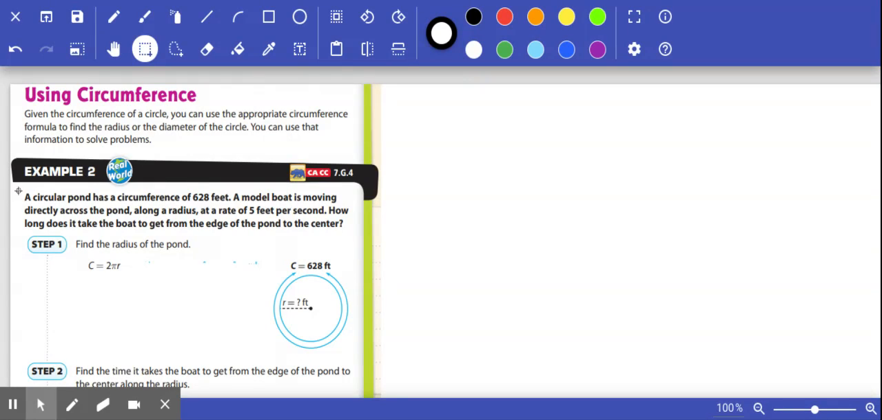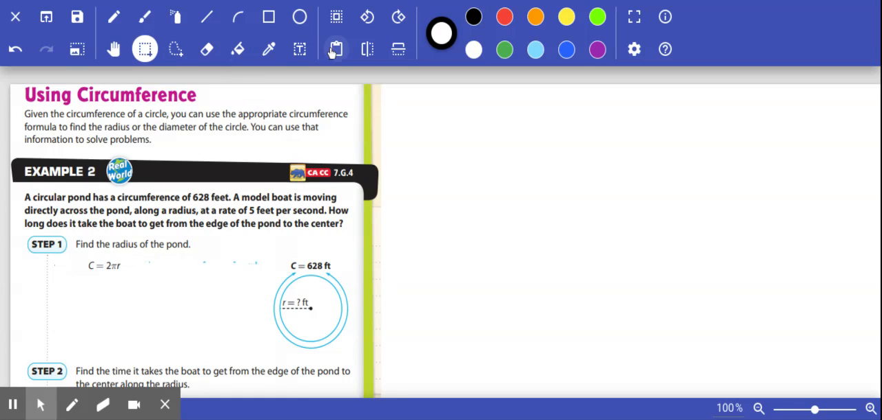So example 2: a circular pond has a circumference of 628 feet. A model boat is moving directly across the pond along a radius at a rate of 5 feet per second. How long does it take for the boat to get from the edge to the center? So first, what we need to do is figure out how big the radius is.